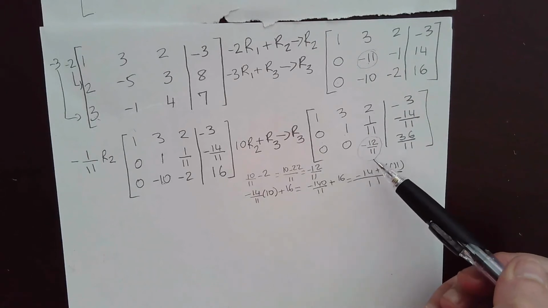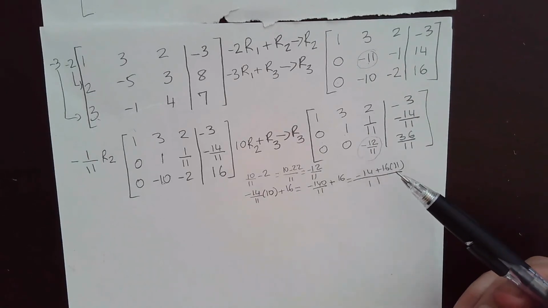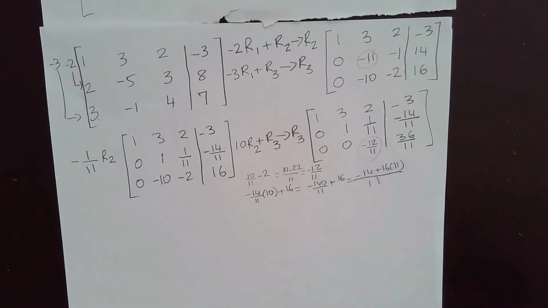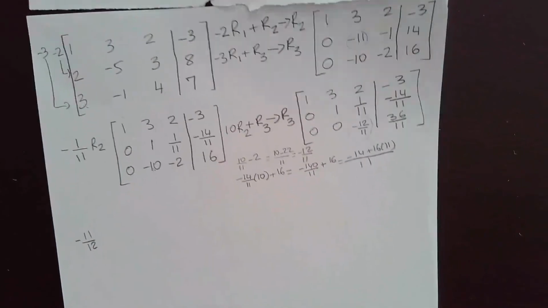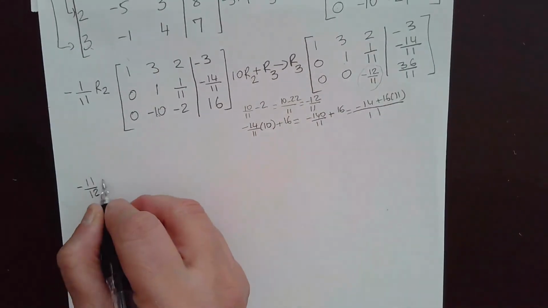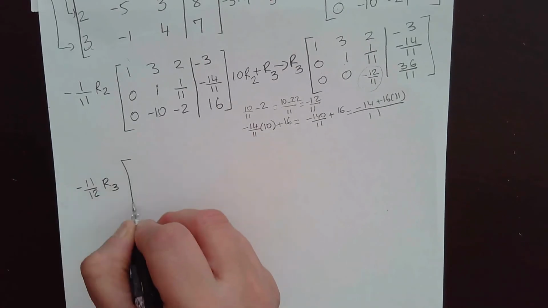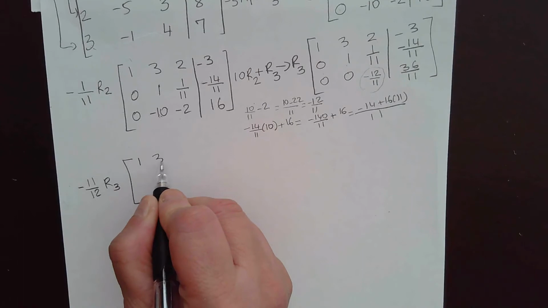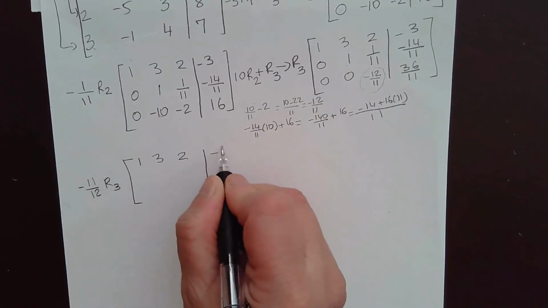It's always easy when you have a fraction. You always multiply by the reciprocal. The reciprocal of negative 12 over 11 is negative 11 over 12. You multiply the third row by negative 11 over 12 and you would be done. Again, we are not changing row 1 and row 2, so we write the numbers as is.